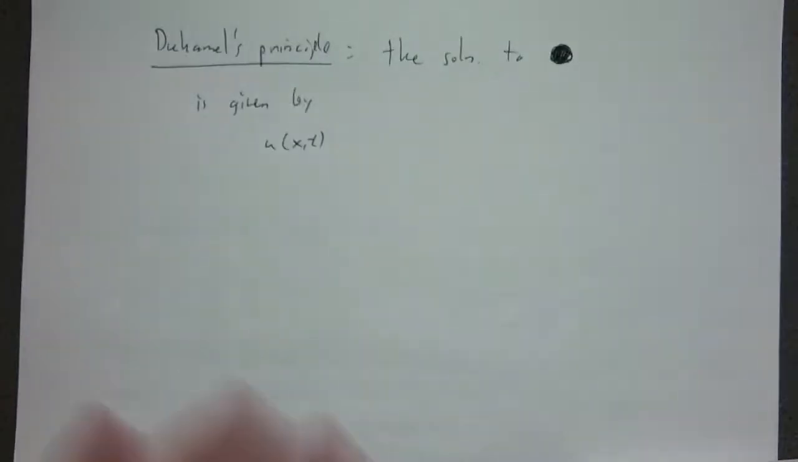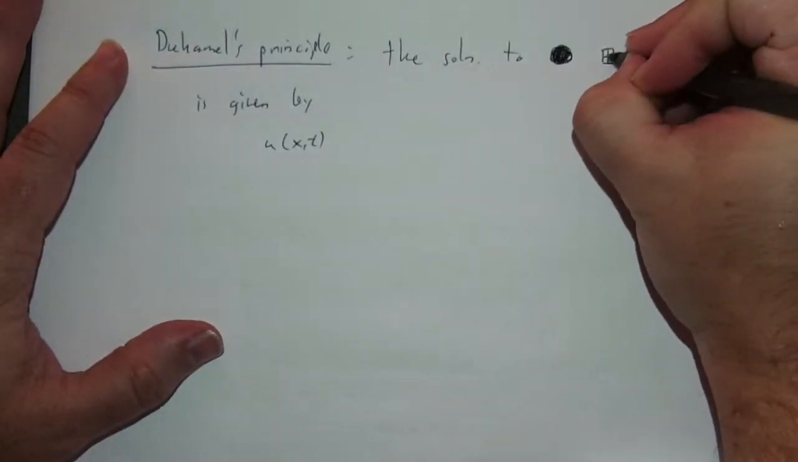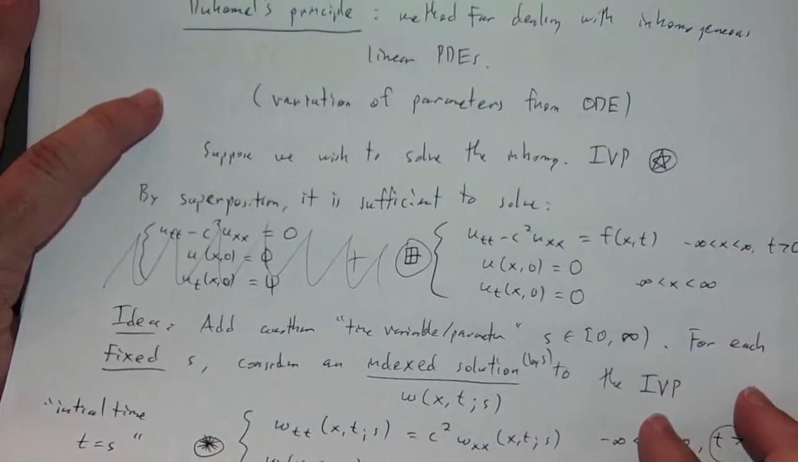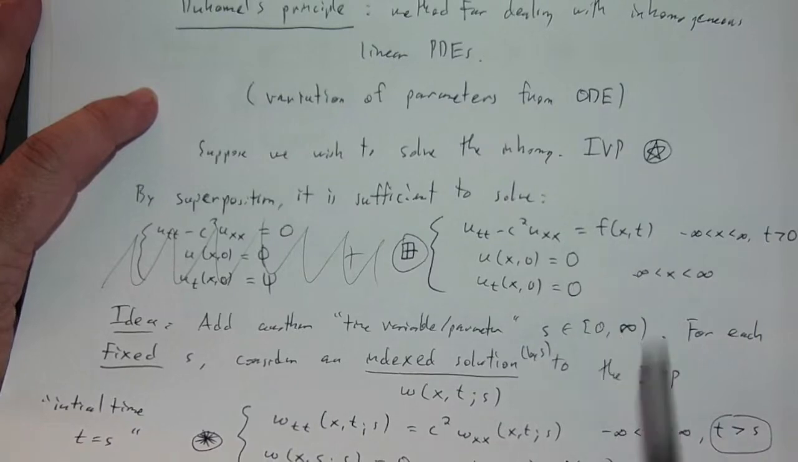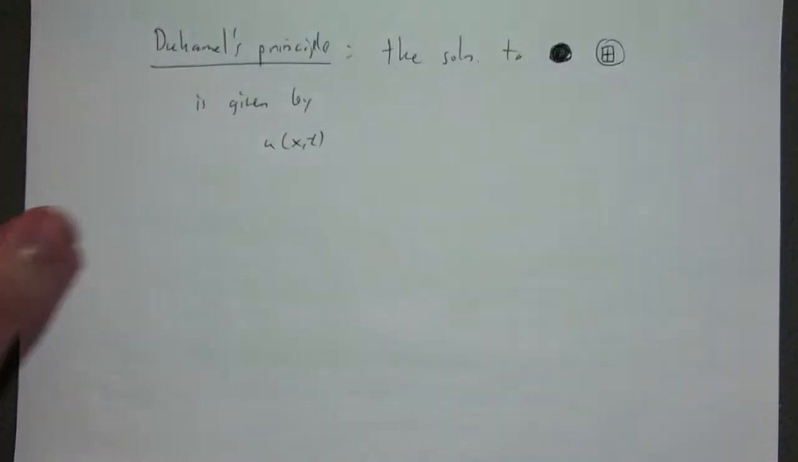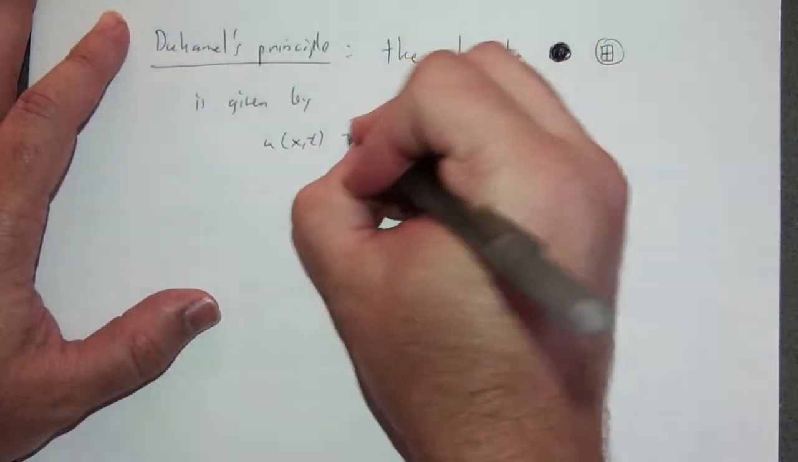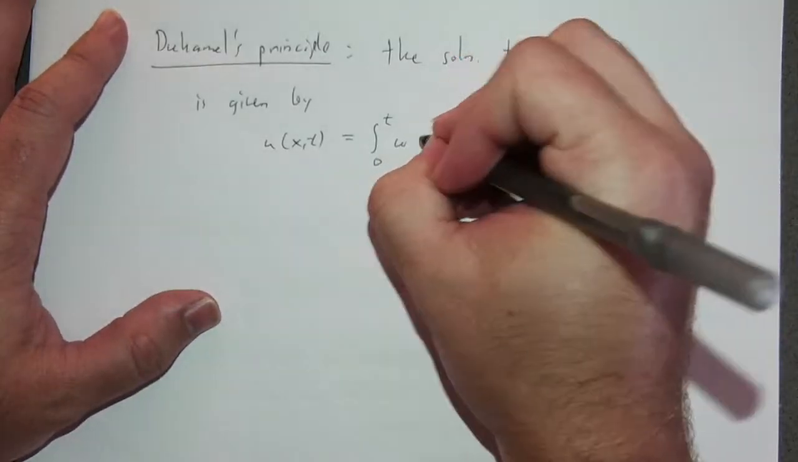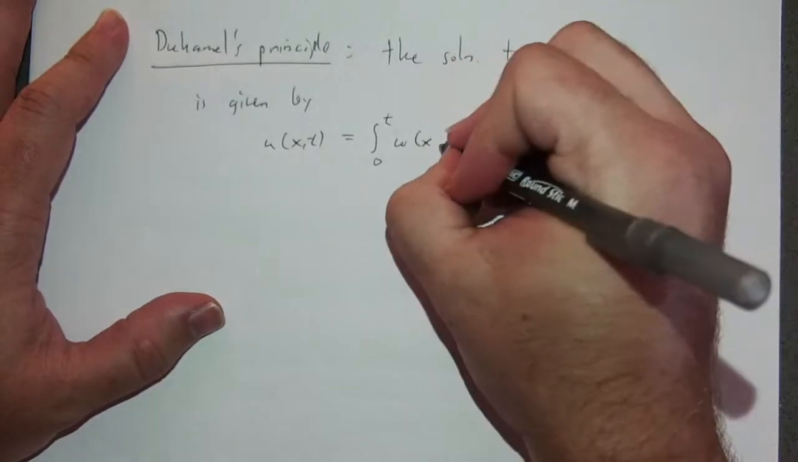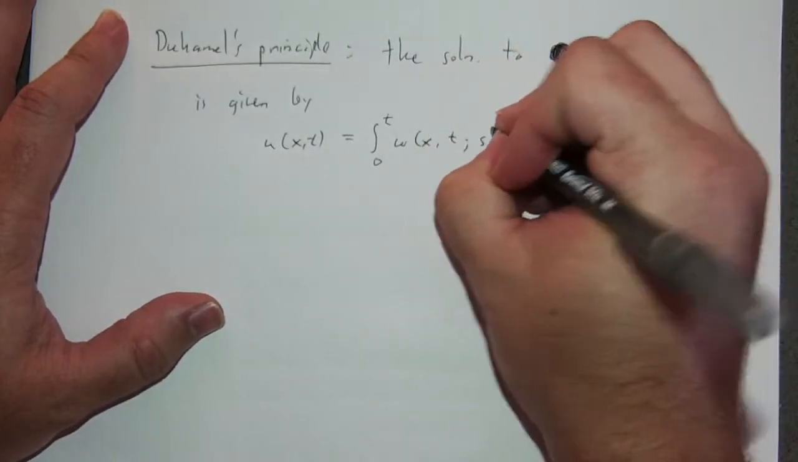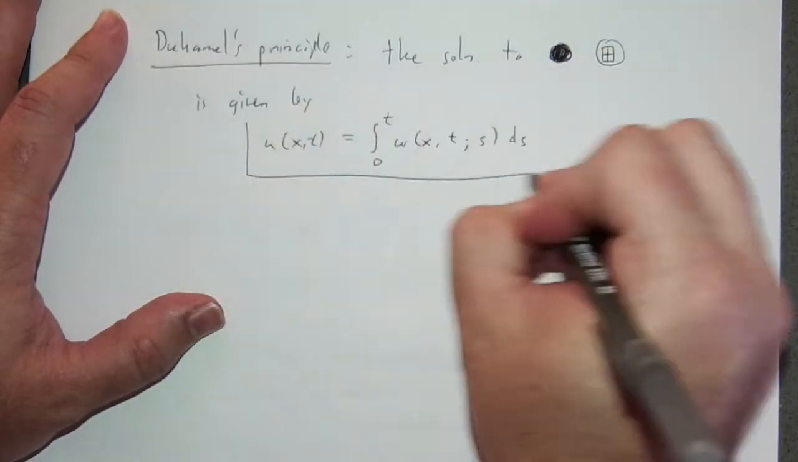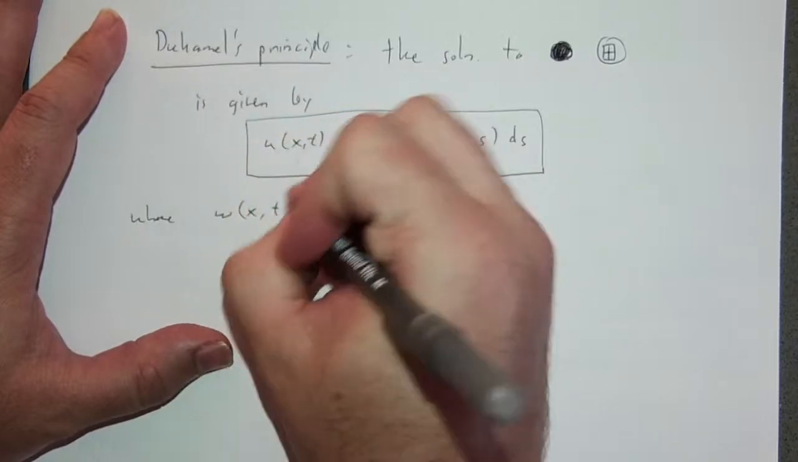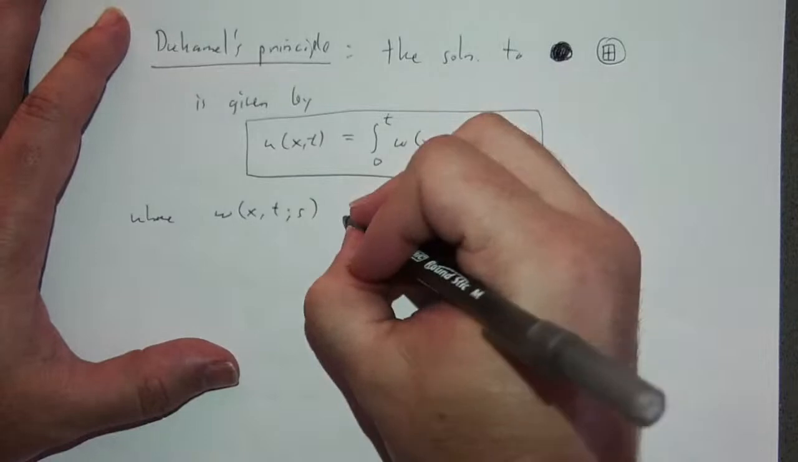So the solution to box plus, which is this inhomogeneous wave equation with 0 initial conditions, is given by u(x,t) equals the integral from 0 to t of w(x,t;s) ds, where w(x,t;s) is a solution to asterisk.